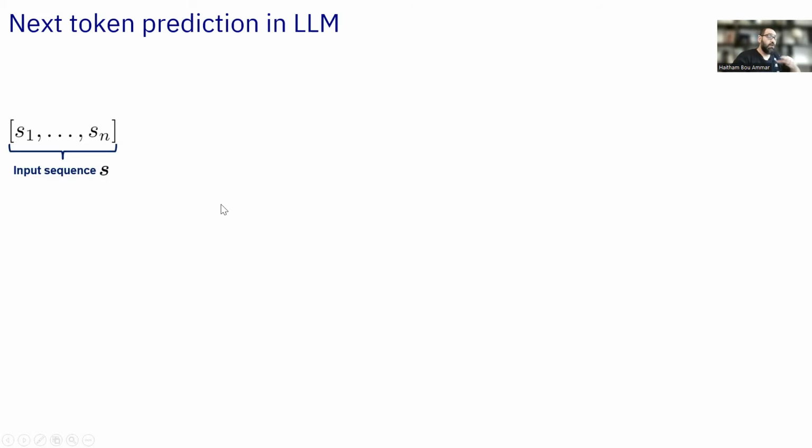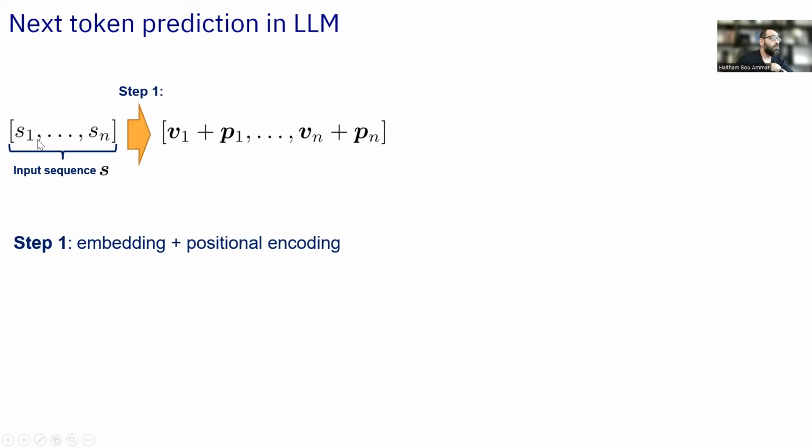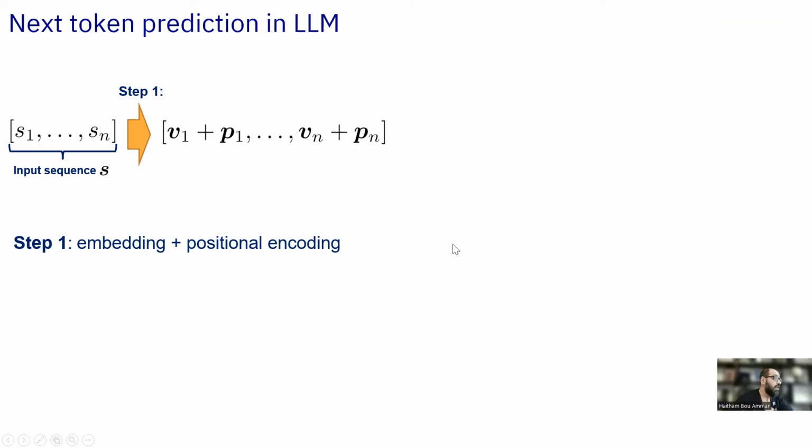Models, right? So typically what happens is that you are provided with the input sequence S1 dot dot dot Sn. The first thing we're going to do is embed this sequence, and then add to that positional encoding. That's the standard way transformers work. So first of all, we're going to embed that and then do some positional encoding.